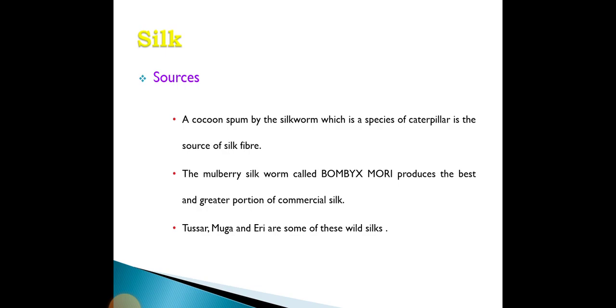Silk sources. A cocoon spun by the silkworm, which is a species of caterpillar, is the source of silk fiber. There are several species of silk producing caterpillars, but the mulberry silkworm called Bombyx mori produces the best and a greater portion of commercial silk. These mulberry silkworms have been cultivated artificially for many centuries. There are some other varieties of caterpillars which cannot be artificially cultivated, called wild silks. Tussar, Muga, and Eri are some of these wild silks produced in India.